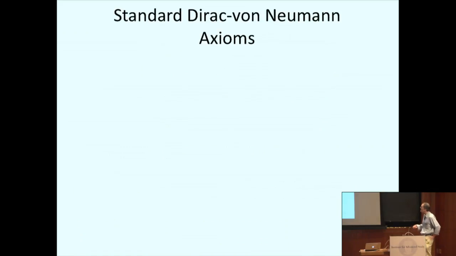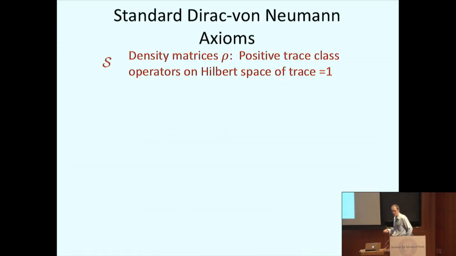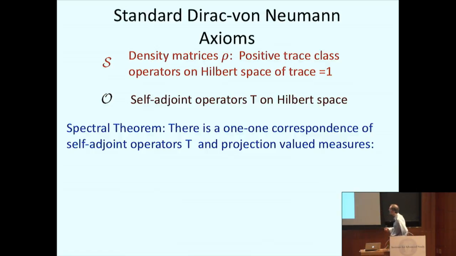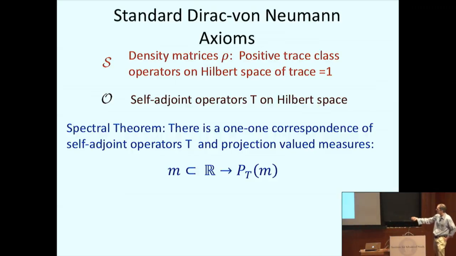Now, how is this realized in the standard Dirac-von Neumann axioms? S is the set of density matrices, the positive trace class operators on Hilbert space of trace 1. O is the set of self-adjoint operators T on Hilbert space. And to formulate the Born rule, you need the spectral theorem, which says there's a one-to-one correspondence between self-adjoint operators T and projection-valued measures. What that means is that for every measurable set M, you get a projection operator P of M that depends on T and satisfies some standard axioms.